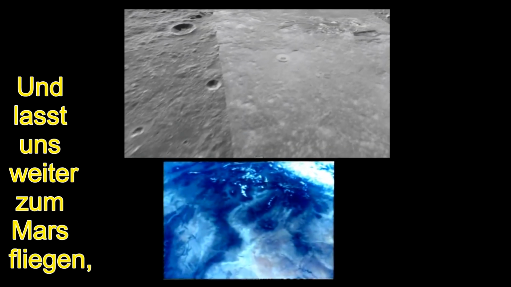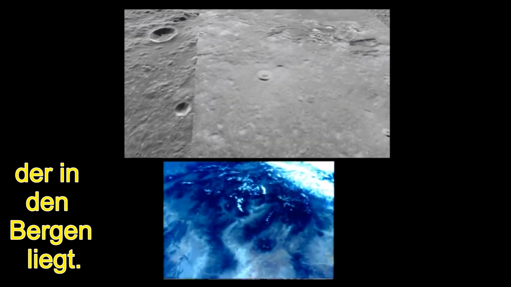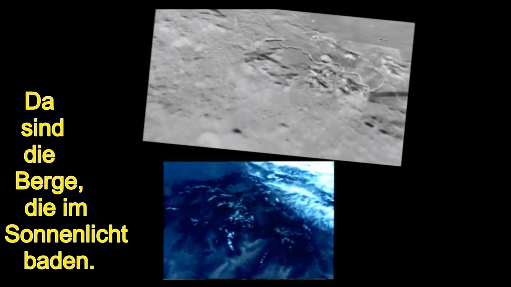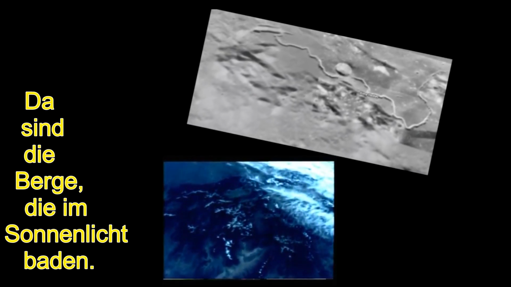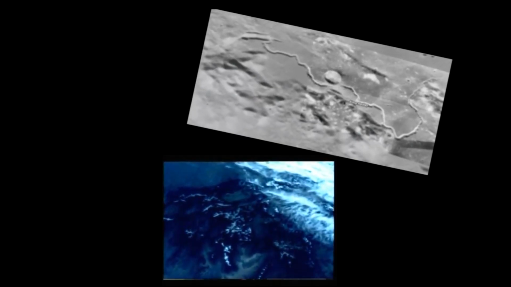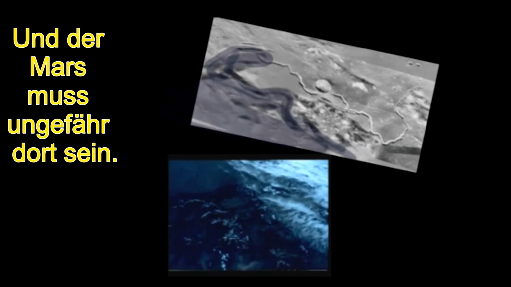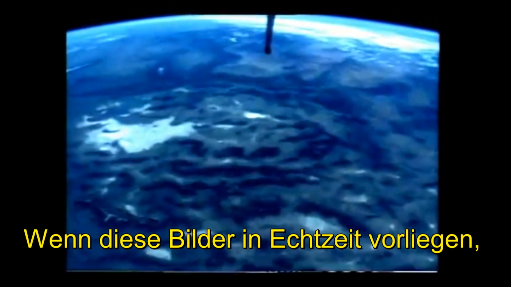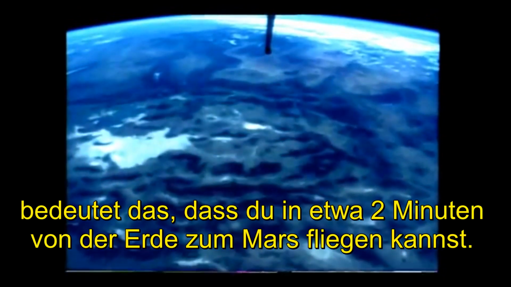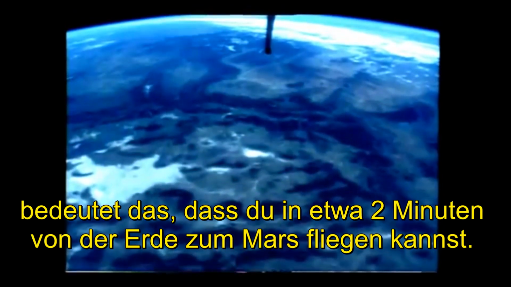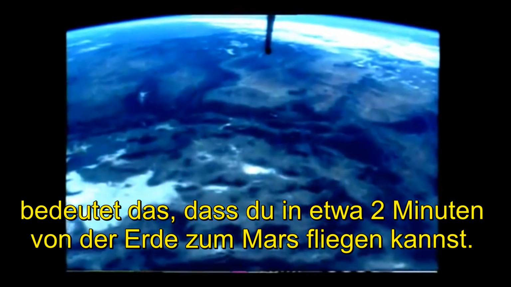And let's move along to Mars. Lying in the mountains. There you have the mountains. Bathing in sunlight. And Mars must be approximately there. If these images are real time, that means that you can fly from Earth to Mars in about 2 minutes.